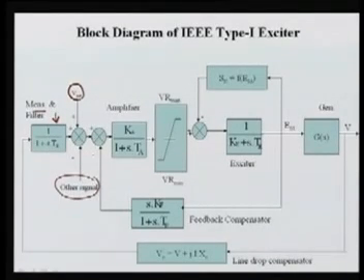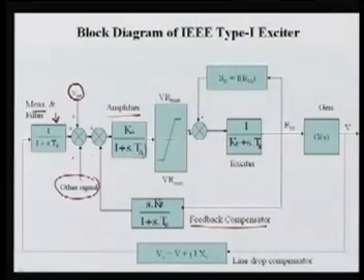Then there is the feedback compensator, and the EFD is coming back here and compared, and that error signal gets amplified with the help of the amplifier. The gain of the amplifier is normally represented as Ka over 1 plus S Ta, where Ta is the time constant of this amplifier. So it is a first order differential equation that has been assumed for the amplifier.